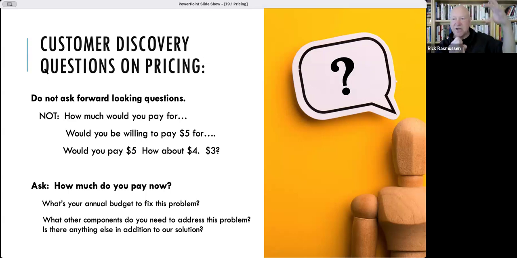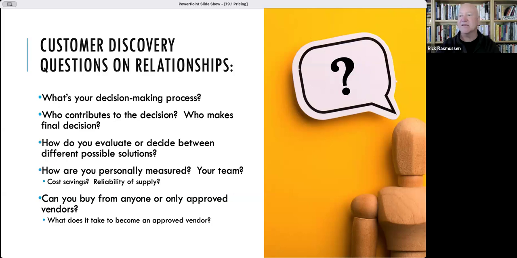What else do you need to solve the problem? Other pieces of software, other server, maybe connectivity. What it is that they do to have a complete solution, and you can offer more of that solution and charge higher prices. How do they make the decision? Who makes the decision? How do they decide between, what's the evaluation? Do they have a criteria to evaluate between different solutions overall? What's their list look like?